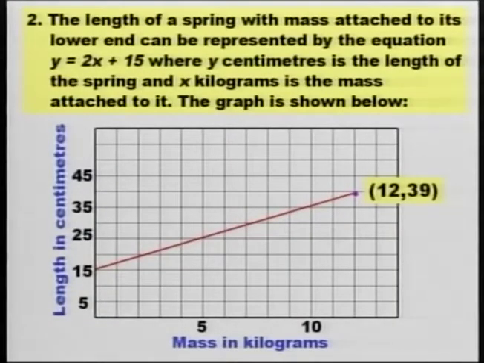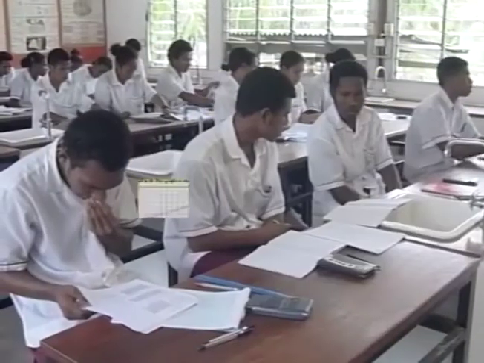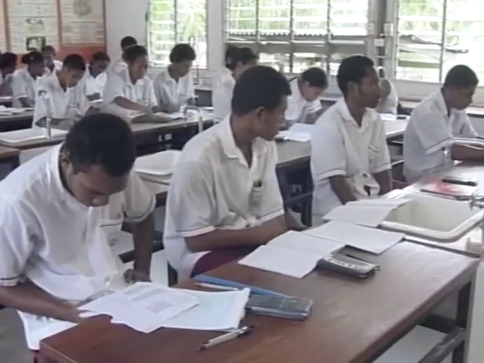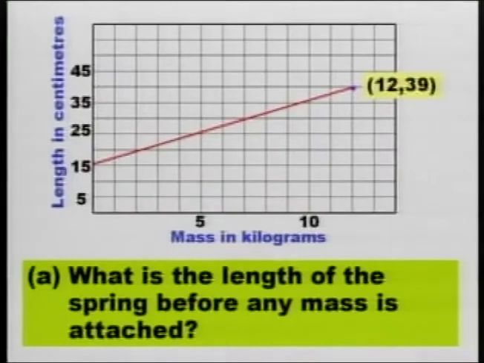Okay, the question was based on the graph that is shown on the screen, the length of a spring with mass attached to it at its lower end. The equation of the line was y equals 2x plus 15. Okay, we answered letter A. What is the length of the spring before any mass is attached to it? The answer was 15 centimeters. That's when there is no weight or mass attached to it. That's when x is 0.